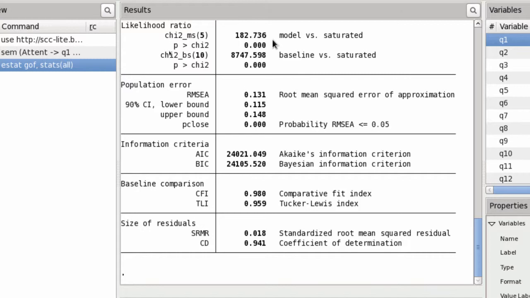So the chi-square test says it's not good. The RMSEA says it's not good. The CFI and TLI say it's good, and the SRMR says it's good.